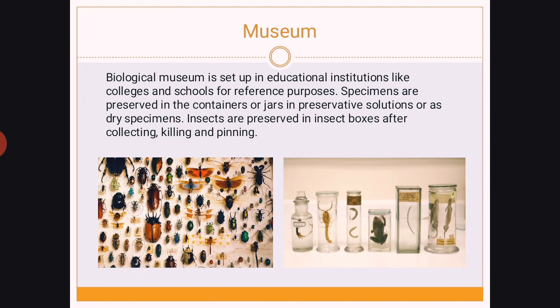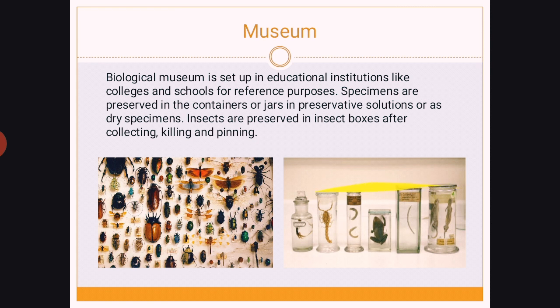The next one is museum. This is the storage place of dead animals. Some animals are stored in jars using preservatives, whereas some are stored as a dry specimen. These are very useful tools for detailed analysis of the external structure of the animals.